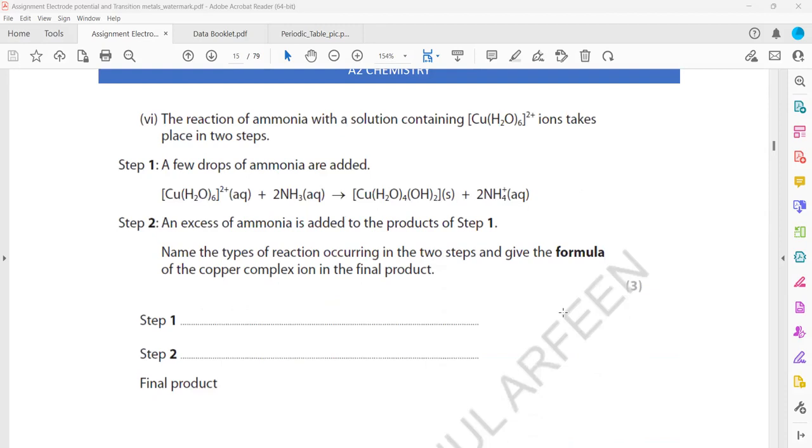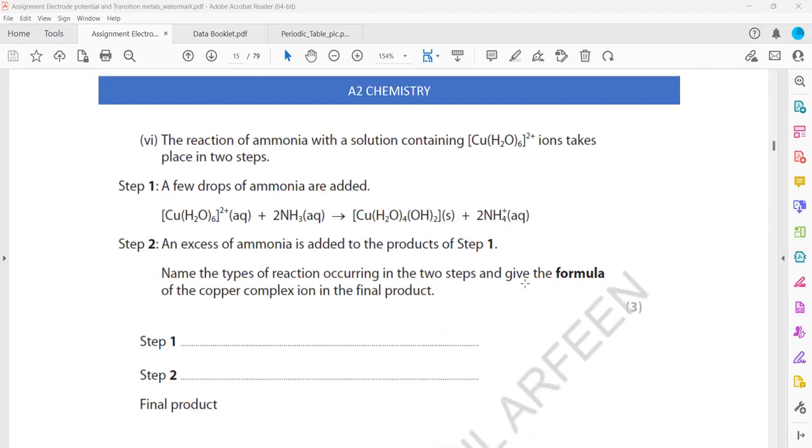Then the reaction of ammonia with a solution containing a complex with water takes place in 2 steps. Few drops of ammonia are added. First, what happened? It is an acid-base reaction. Acids are proton donors, bases are proton acceptors. So here this one is losing protons. 2 protons are lost. That's why it will become 2 OH ions, because when water loses a proton, it becomes OH. And this will form a blue precipitate. When we add an excess of ammonia, the precipitate reacts, the type of reaction occurs in 2 steps, and give a formula.